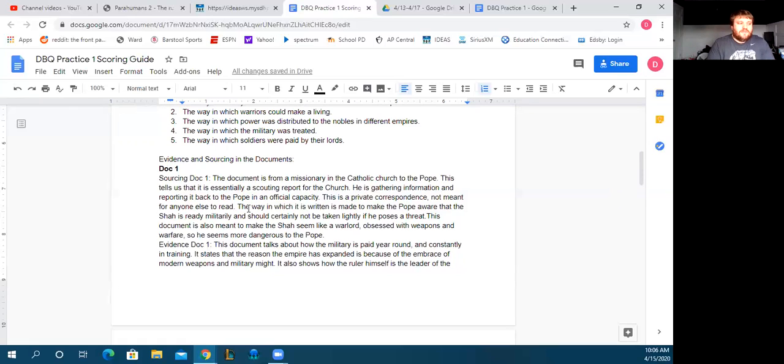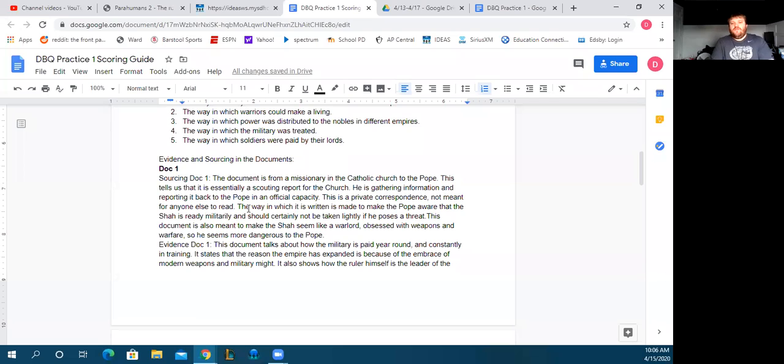This is a private correspondence. It's not meant for anyone else to read. The way in which it is written is made to make the Pope aware that the Shah is ready militarily and should certainly not be taken lightly if he poses a threat. This document is also meant to make the Shah seem like a warlord, obsessed with weapons and warfare, so he seems more dangerous to the Pope. This is essentially a warning letter.